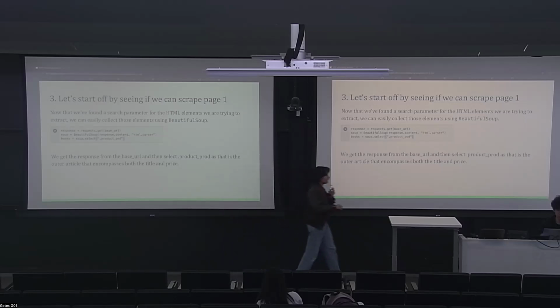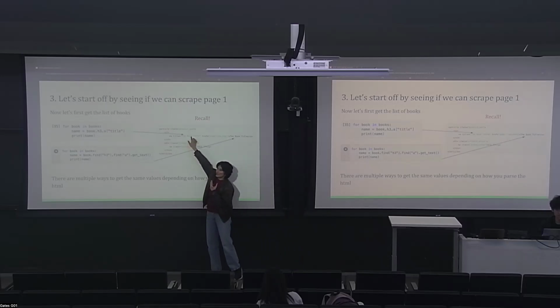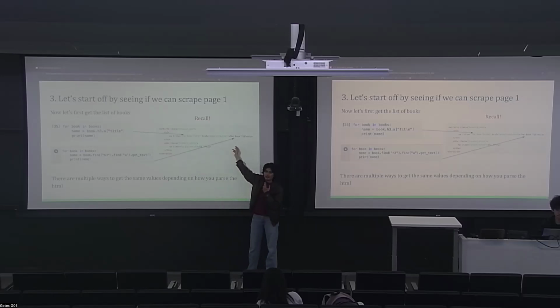Then to continue on, if we want to just get the books, there are a couple of different ways that we can do this. If you'll notice in the HTML code, there are two different places that the title is in. We can either get it from right here, inside the A tag, or the actual text of the link itself.